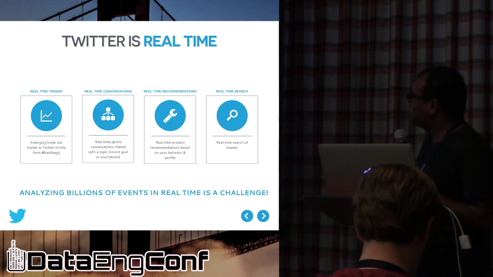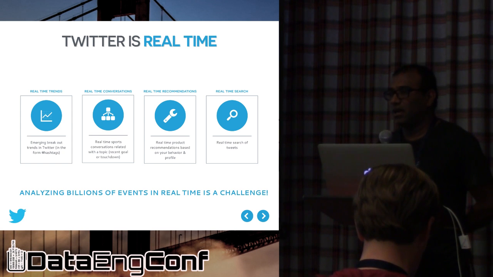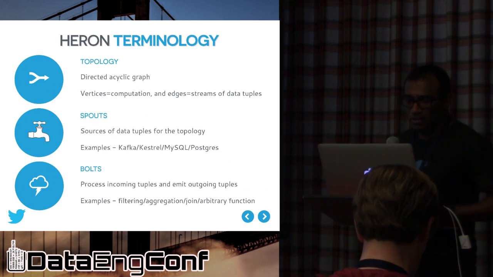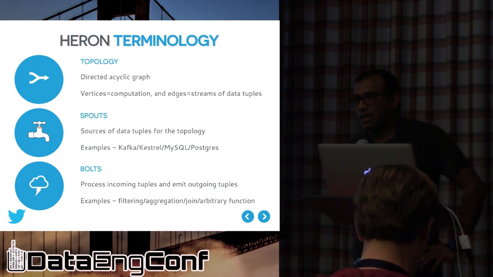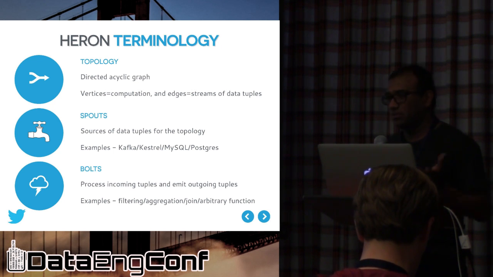So these are the various aspects of real time in Twitter, but all of these account for billions and billions of events, occurring every minute and every hour. So we need to handle all of them in real time. That is a big challenge for us. In order to handle all these analytics, we have an infrastructure called Heron, which has been in production for the last 2 years.